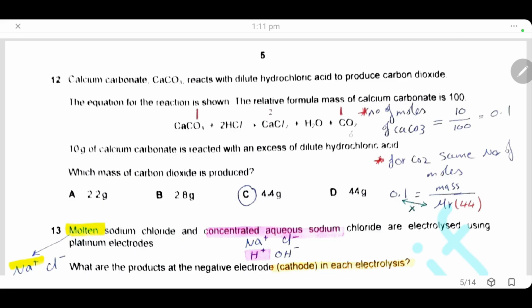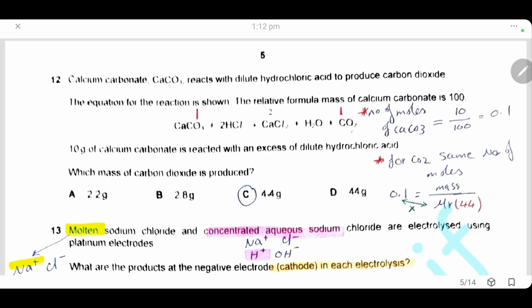Then we will use the ratio from the equation. The ratio of the number of moles of calcium carbonate to the number of moles of carbon dioxide is 1 to 1. So carbon dioxide has the same number of moles as calcium carbonate, which is 0.1.